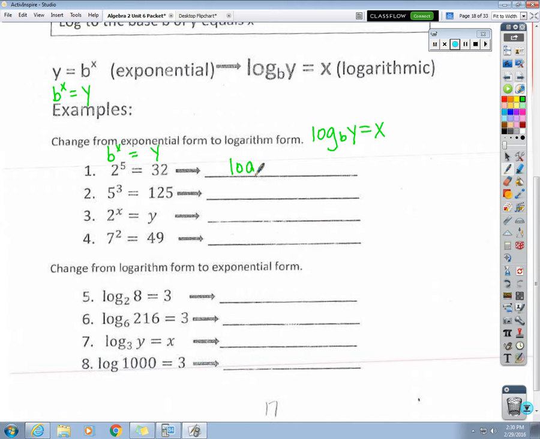Log. Then you put your base, which is your b value. Look over here, which number's in the b spot? 2. So log base 2 of y, what's the y value? 32 equals the x value. What's the x value in this problem? 5. Look, x, 5.